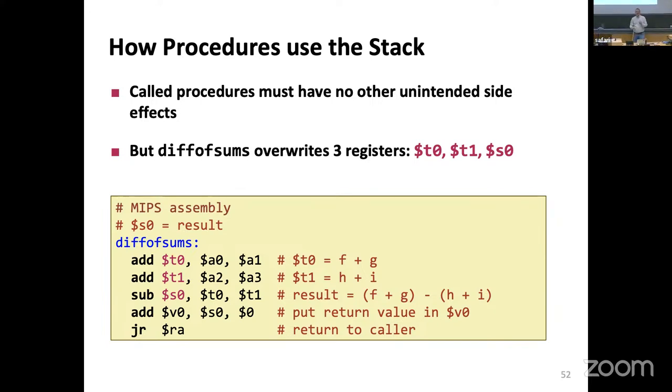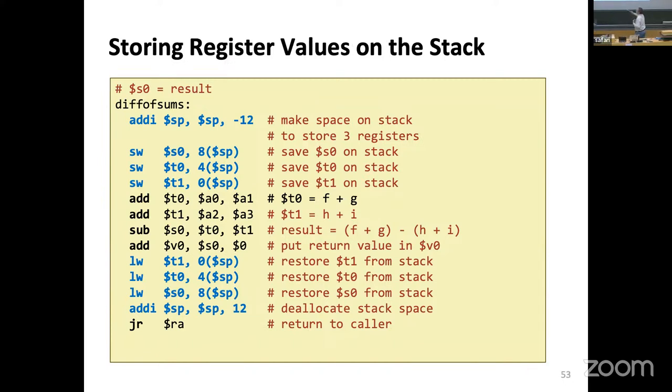Okay. So the idea is the callee should not have any unintended consequences. But what happens here is we had three registers that we have overwritten, and we shouldn't do that. So before we do anything strange, before we start our procedure, we do the following. We go to the stack. The stack is somewhere here. Stack pointer points to it. And we say, let's make some room. And how much room do I want to make? Because I'm modifying three registers, I need to have room for three registers. So I need to change the address by 12.